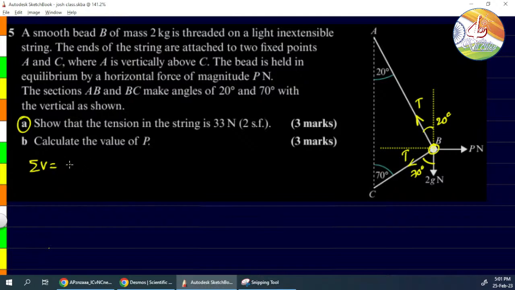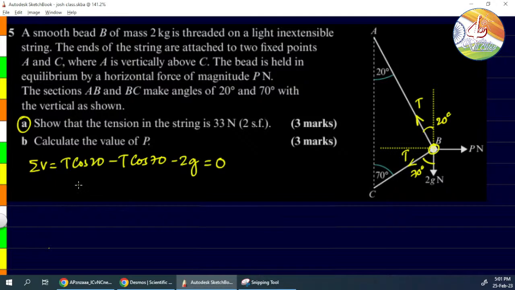So now find all the components. Vertical component of upper T is T cos 20. Then vertical component of lower T is minus T cos 70. And then weight is minus 2g, correct? P will not have any vertical component. This total should be 0.